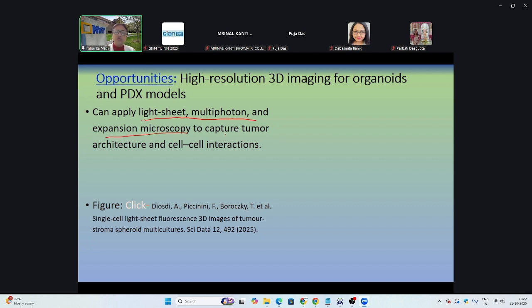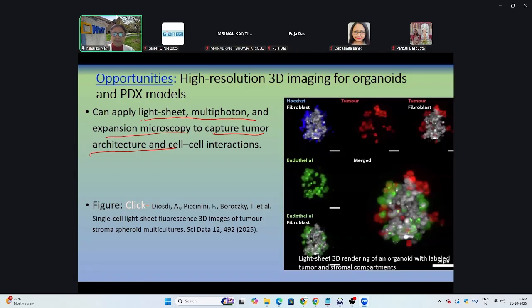And what do you want to do? In that patient-derived animal model, in that tumor, you want to capture the whole tumor architecture. You want to see what's on the outside, what's on the inside, and you can do it by this mechanism. And here on the right-hand side, this is an organoid. This imaging methodology can be used for a patient-derived model or for an organoid.